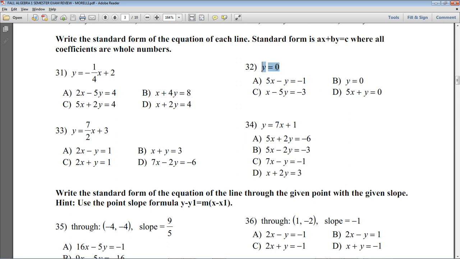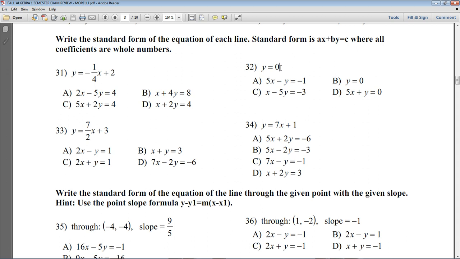Look at number 32 real quick. Just want to talk about this for a minute. y equals 0. Okay, so what does that look like graphed? Well, that just means that you have a horizontal line where y equals 0. Okay, y equals 0 is literally the x-axis.